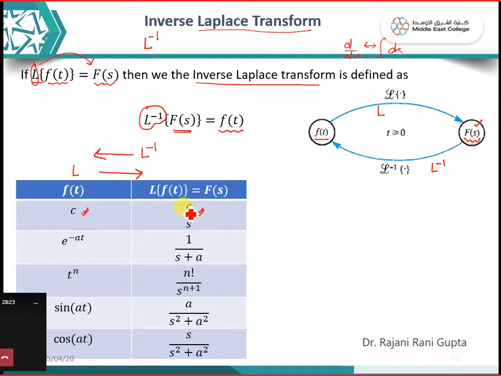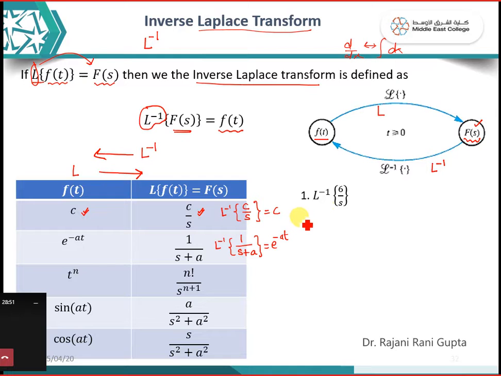What does it mean? The first rule, it will be Laplace inverse of c over s. Any constant over s is the constant. The second rule will give you Laplace inverse of 1 over s plus any constant. It is e power minus at and so on. Okay, so let's solve.